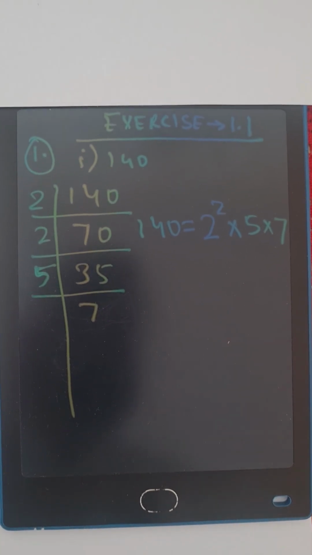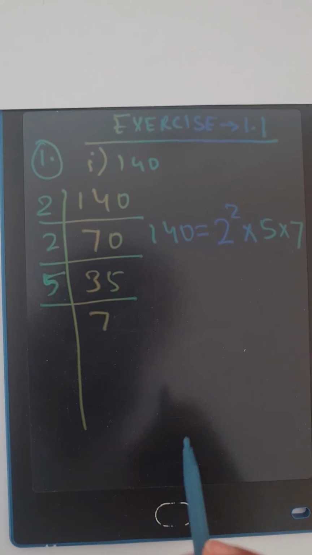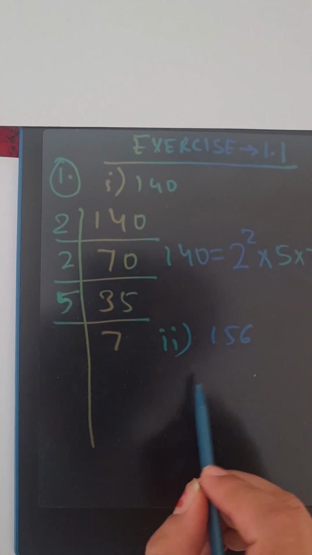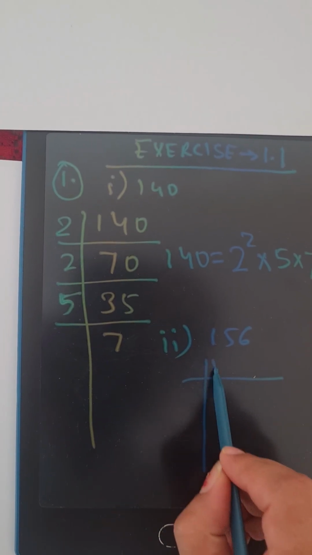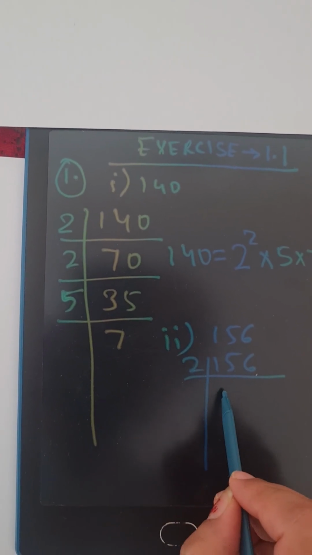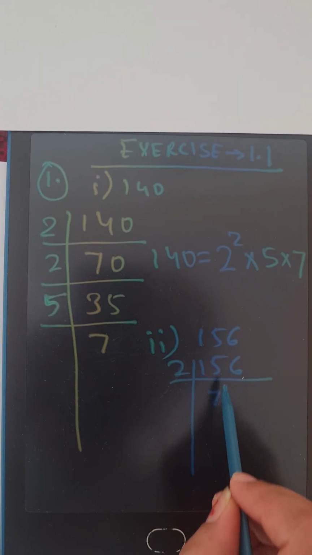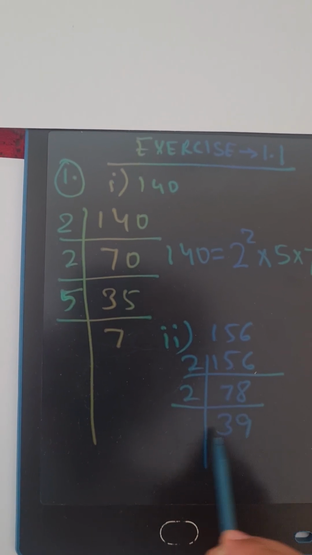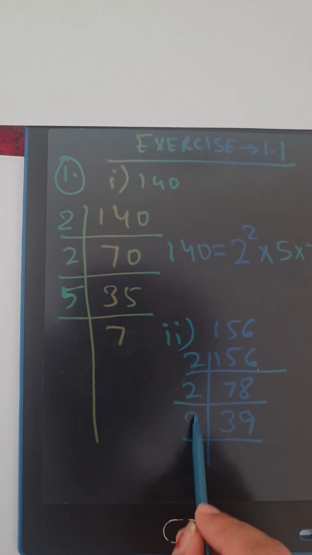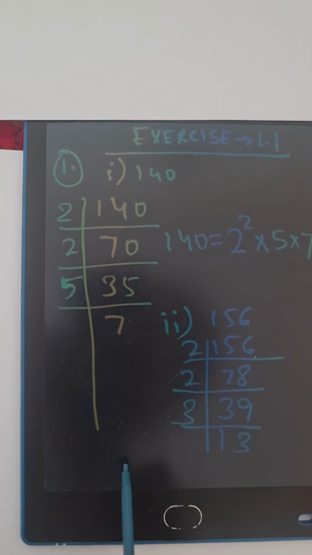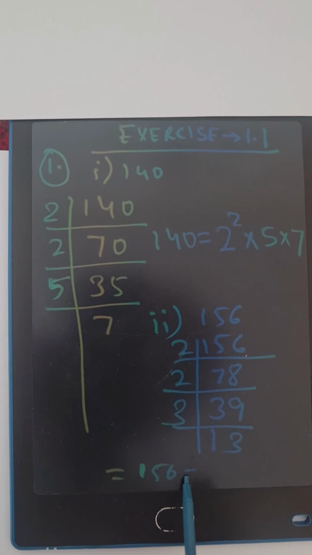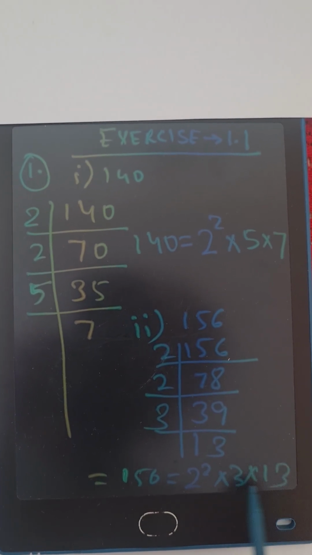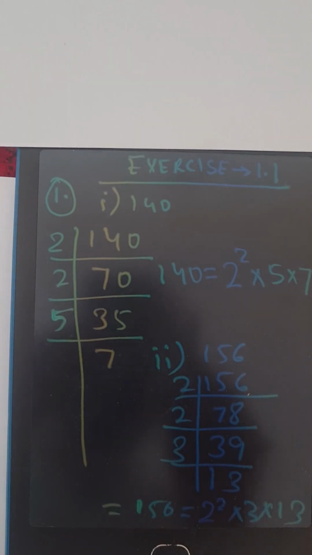Next, we take the number 156. This is an even number, so divide by 2. 2 sevens are 14, 2 eights are 16. Again divide by 2. 2 threes are 6, 2 nines are 18. This number is divisible by 3. 3 ones are 3, 3 thirteens are 39. So this number 156 can be written as 2 raised to the power 2 into 3 into 13. This is the prime factorization of the number 156.